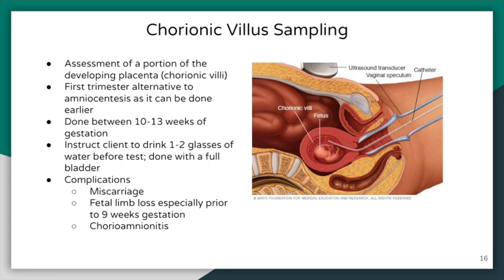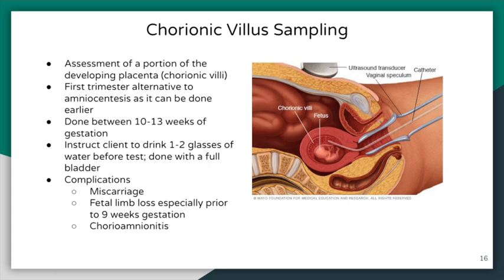We want to instruct our patient to drink 1 to 2 glasses of water before the test, because what it does is it lifts that bladder up. Complications: loss of the pregnancy, infection. We also can have fetal limb loss, especially prior to 9 weeks gestation if it's done that early, because everything's really small.